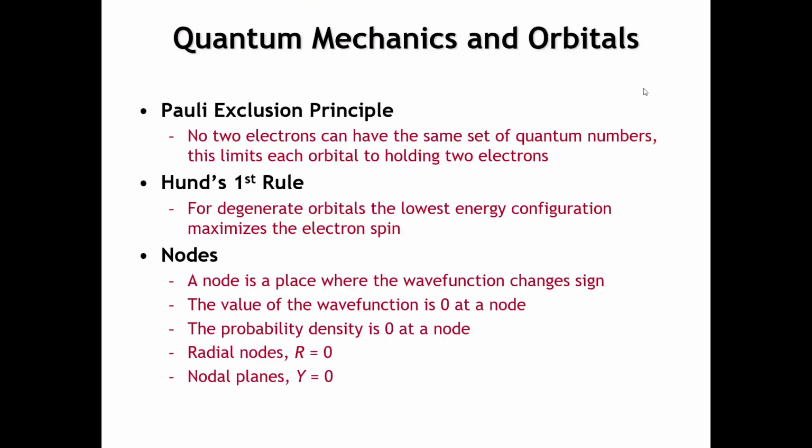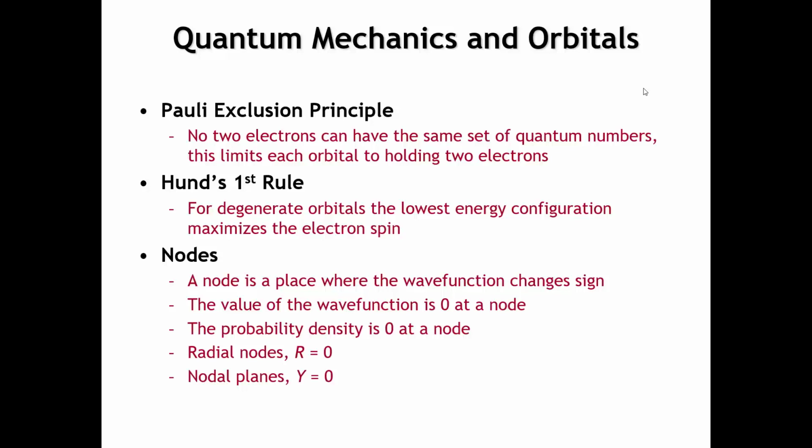Let's take just a quick minute and review some of the basics of quantum mechanics and atomic orbitals. So remember, the Pauli exclusion principle tells us that no 2 electrons can have the same set of quantum numbers. And what this means is each orbital can hold 2 electrons, one with the spin quantum number +1/2 and one with the spin quantum number -1/2.